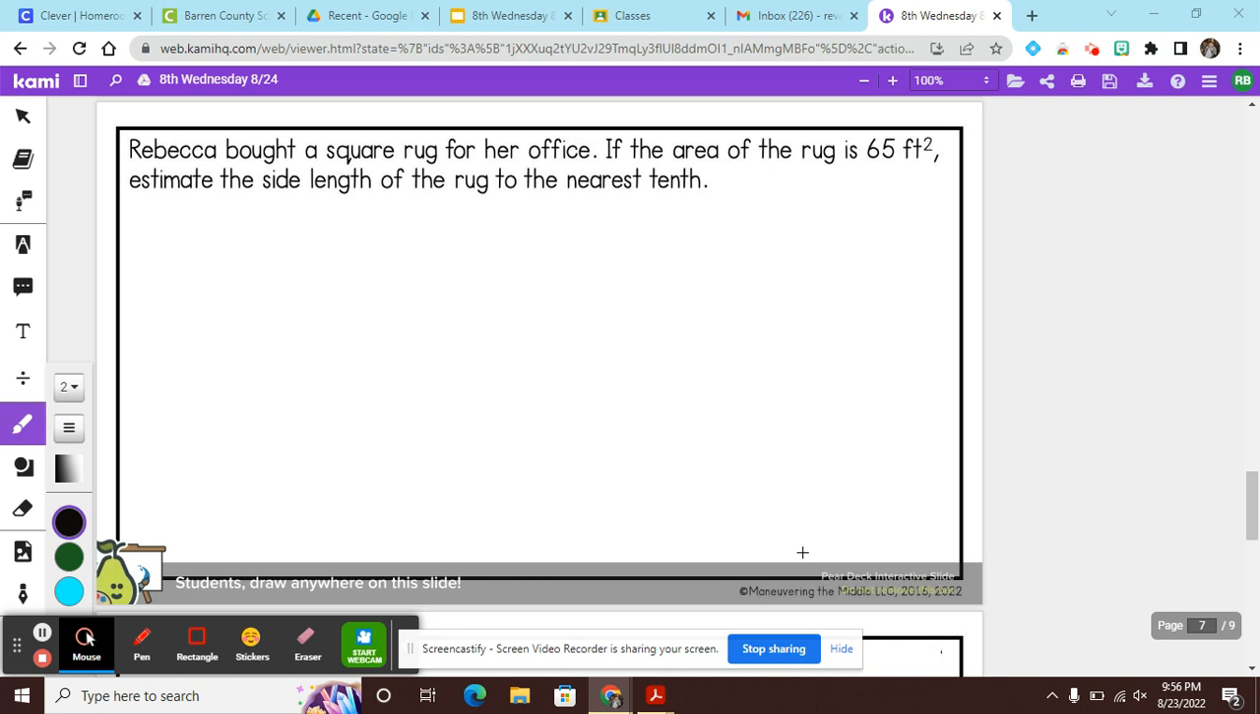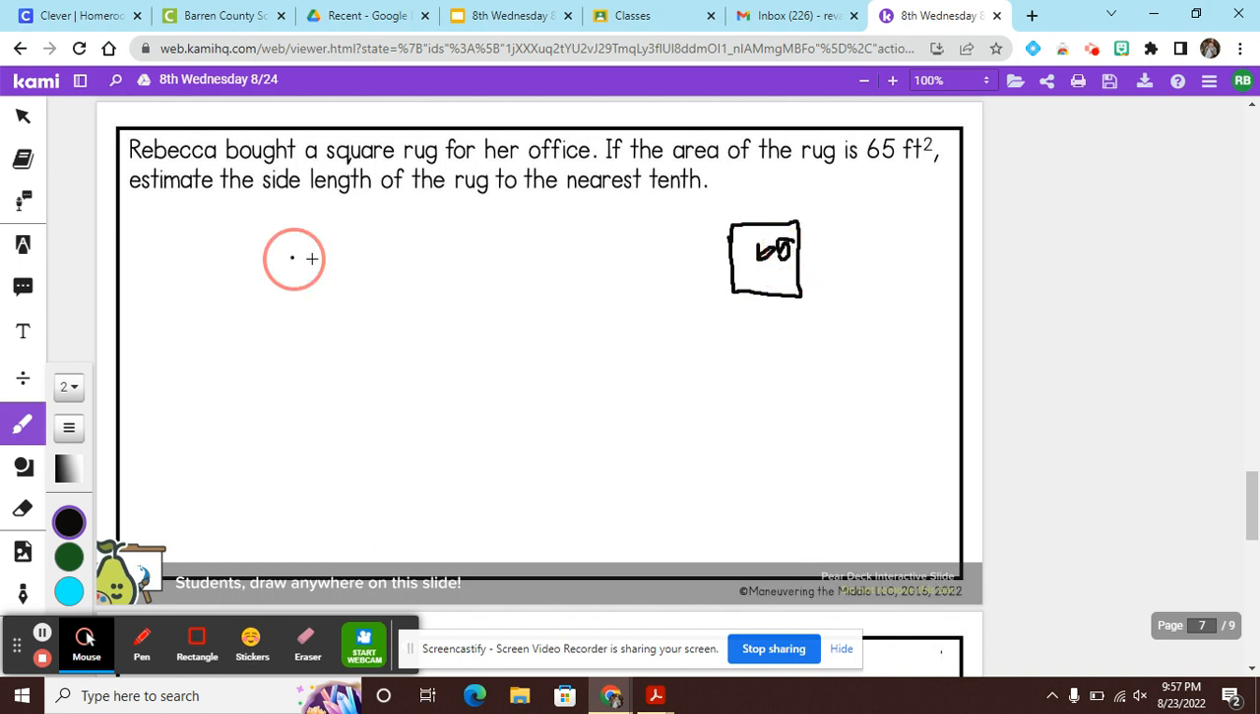Okay, this is a lot like that last question. Rebecca bought a square rug for her office. If the area of the rug is 65 feet squared, estimate the side length of the rug to the nearest tenth. So what we're saying is our area, that's the size of the inside of the square. Okay. We want to know what the length of one side is.